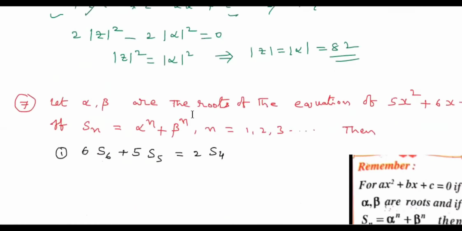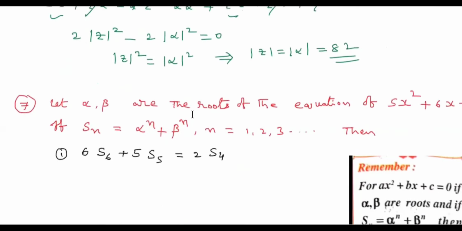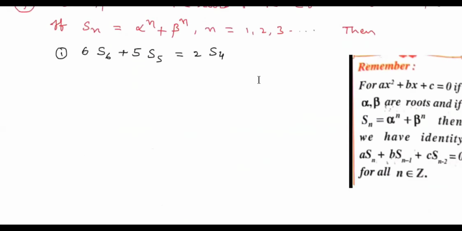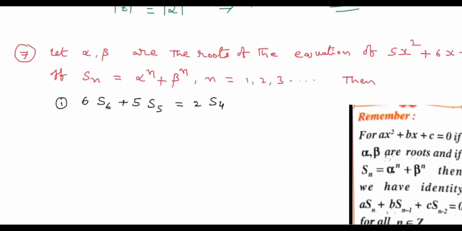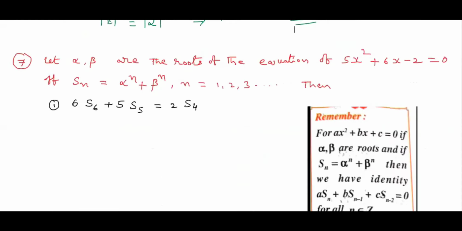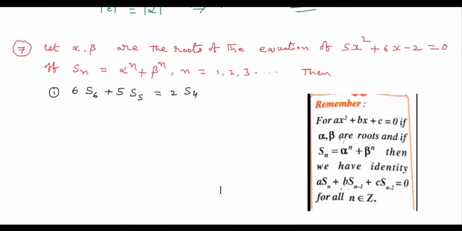Next I am going to the 7th question. This is a standard question only. Read the question. If alpha comma beta are roots of the equation 5x square plus 6x minus 2 is equal to 0, and Sn is equal to alpha power n plus beta power n, n is equal to 1, 2, 3, then they are asking the relation between S6, S5 and S4.